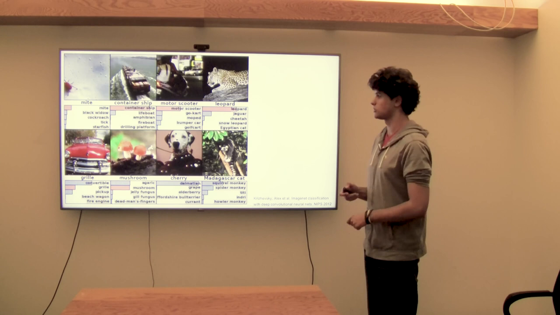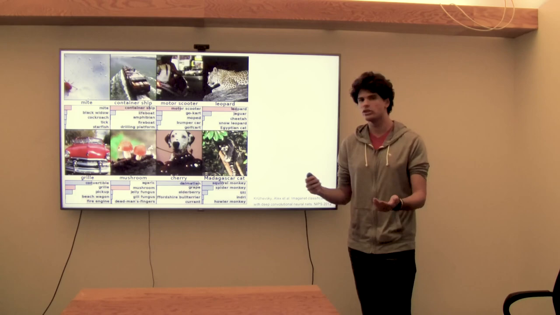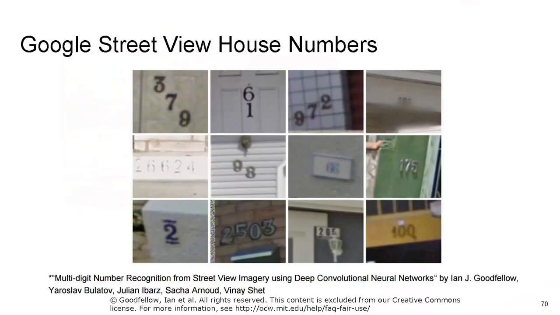Now, this is all fun and all, but what about some real-world applications? This is a study that they did at Google with Google Street View house numbers, where they used a CNN to classify photographic images of house numbers, as you can see here, certain examples of what these house numbers look like.